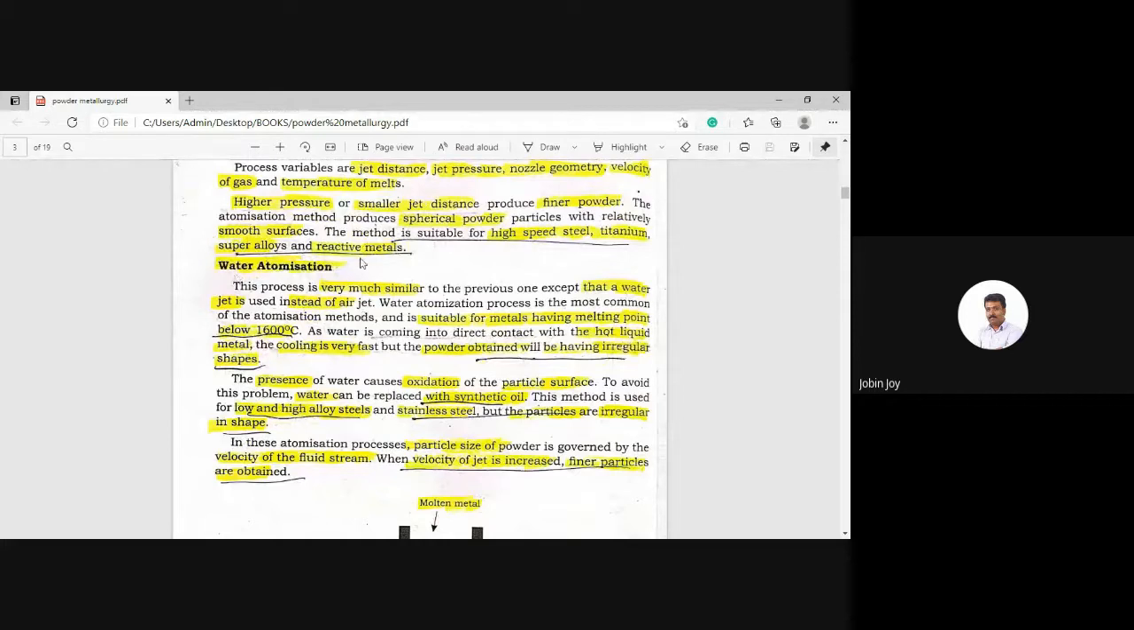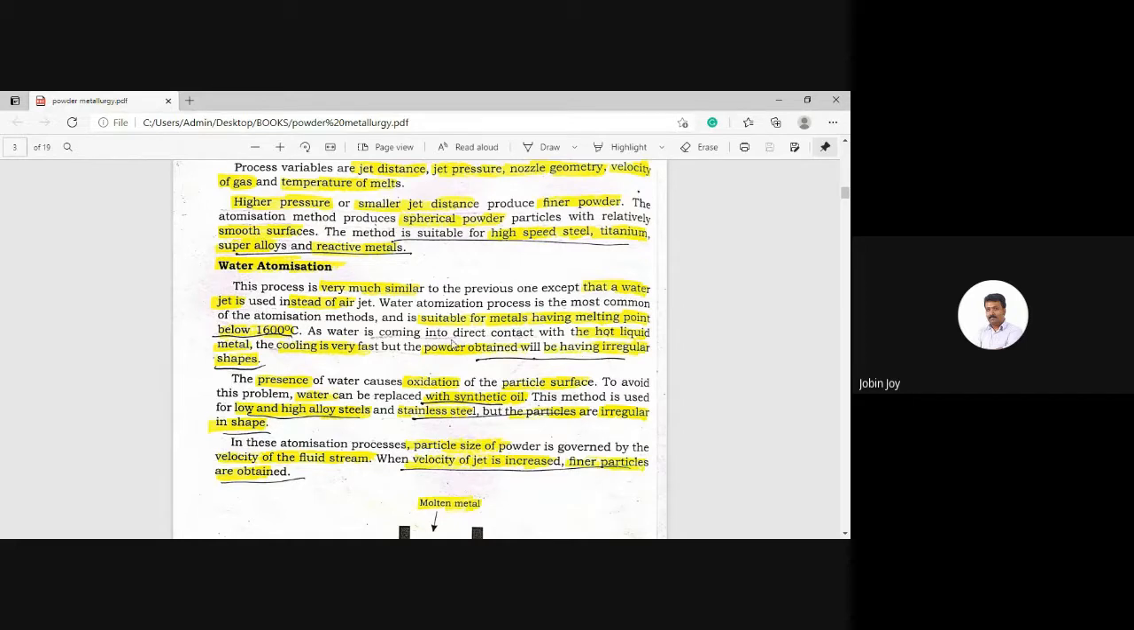In the previous case, the jet we are using is an air jet, so here we are using a water jet instead of an air jet. This is the most common of the atomization methods. There are various types of atomization methods, like gas atomization, water atomization, centrifugal atomization, liquid gas atomization, etc. Water atomization is the most common, and it is suitable for metals having a melting point below 1600 degrees Celsius.